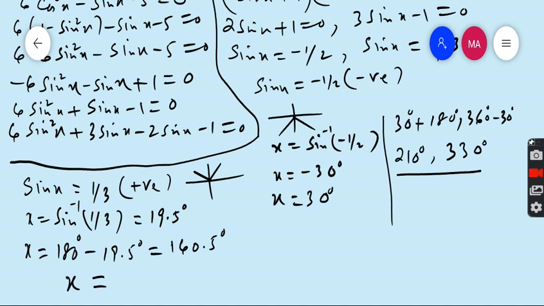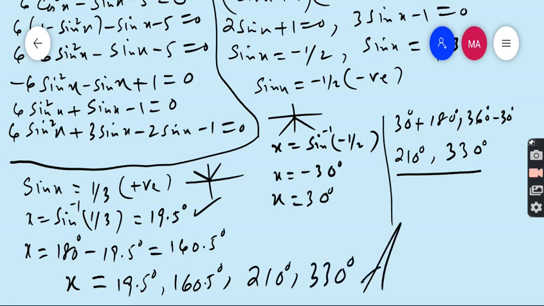Hence we have the answers. The first answer is 19.5. The second is 160.5. I am writing in ascending order. The third one is 210, and the last one is 330. So these are the four angles: 19.5, 160.5, 210, 330.